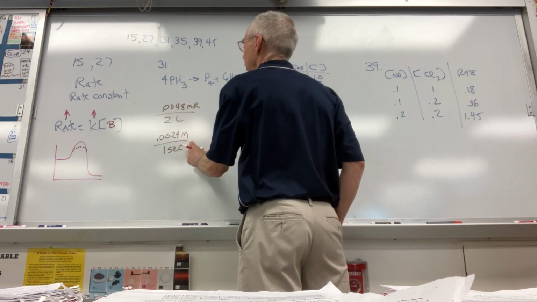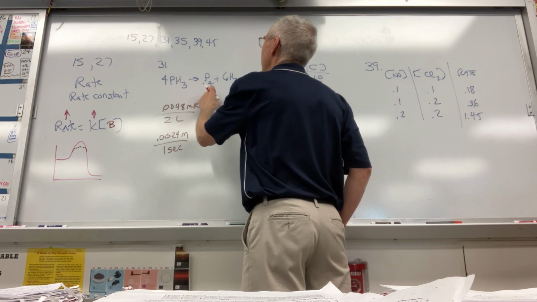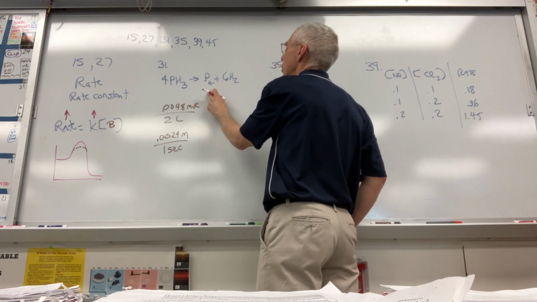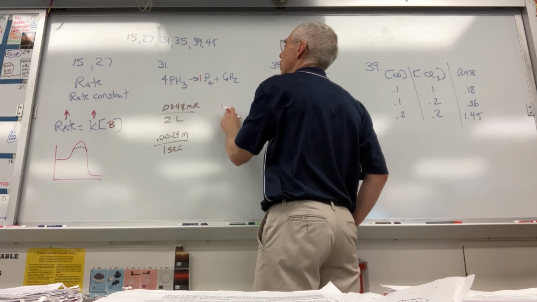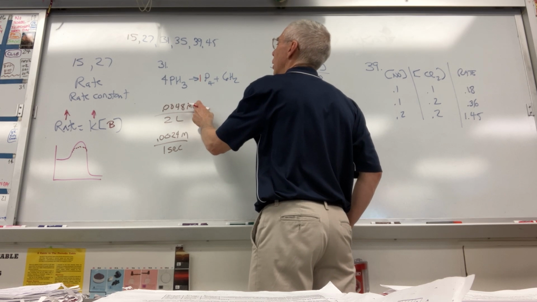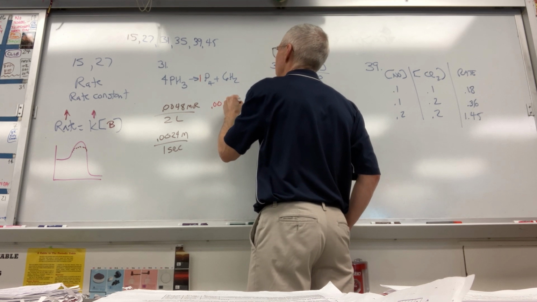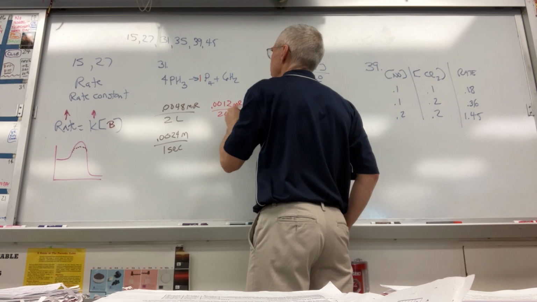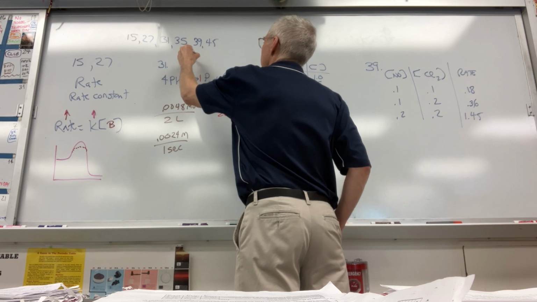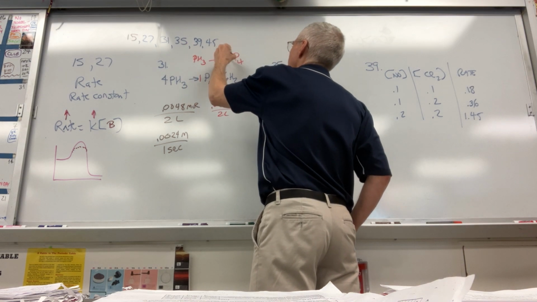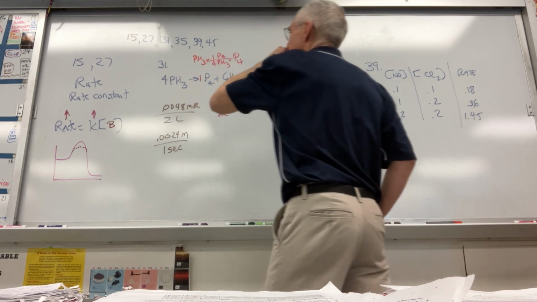So, if this much of the PH3 is going away per second, how much of this is being made? Okay, this goes back to first year chem. For every 4 of those, 1 of those. So if 0.0048 moles of PH3 is being consumed, then 0.0012 moles of P4 in those 2 liters is being created. Why? Because if you look at the PH3 rate and look at the P4 rate, you multiply by 1 P4 per every 4 PH3s, and you can see the rate of consumption.